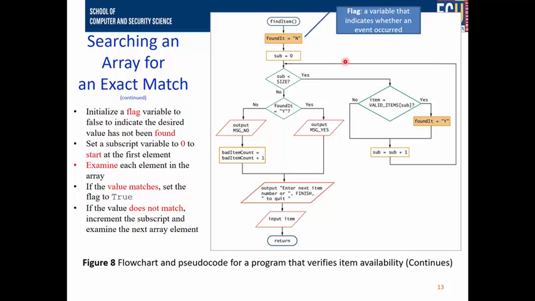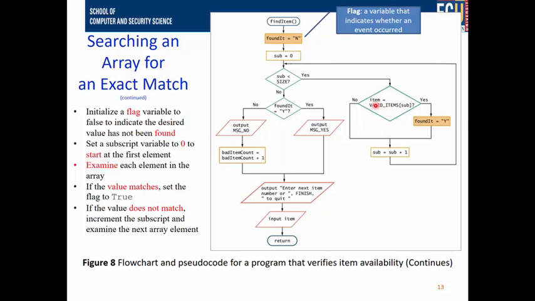If you look over here, we define this variable found it, and we initialize it to n. So when we are starting the search, we set this flag variable to no so that our program can move further. This is a subscript. We initialize it with 0 because we have to start from index 0 and go to the last index of the array. This is a loop which compares this subscript with the size of the array. If this condition is true, then it will do some matching.